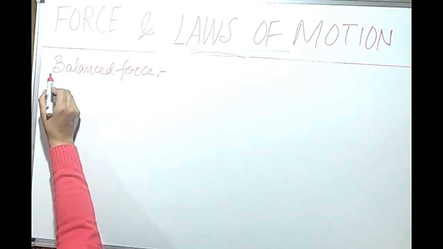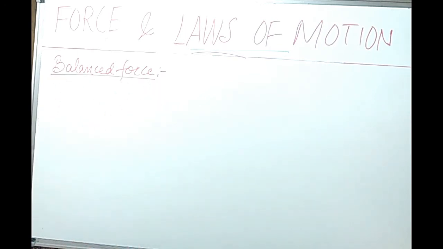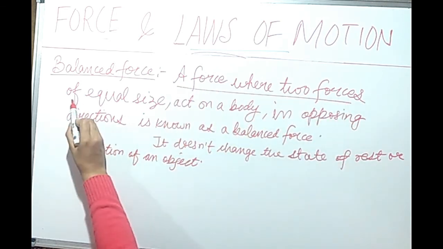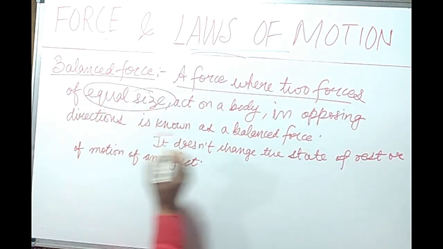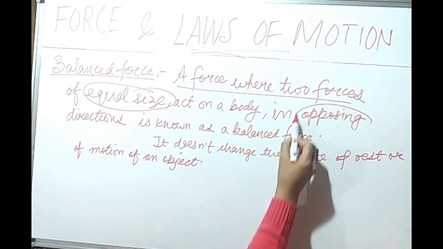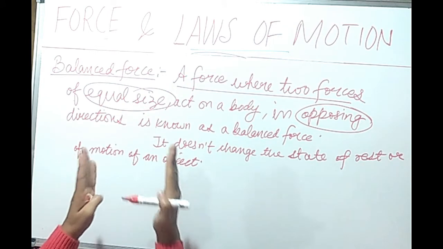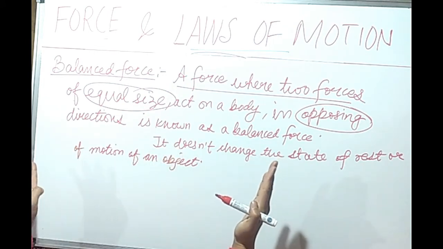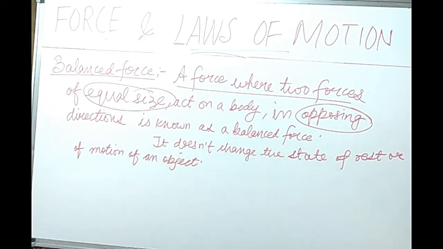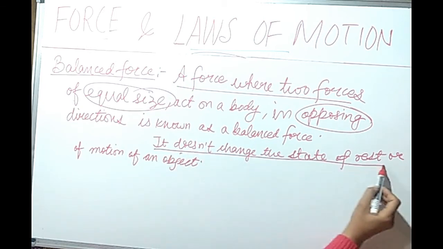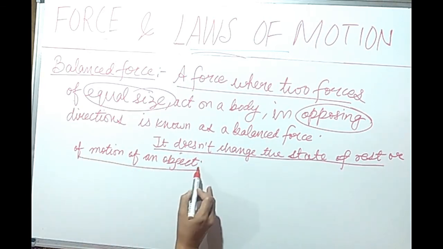Let's write down the definition of balanced force. A force where two forces of equal size act on a body in opposing directions is known as balanced force. Equal magnitude but directions are opposite. That force is called balanced force. And what is the outcome? The outcome is it doesn't change the state of rest or of motion of an object.